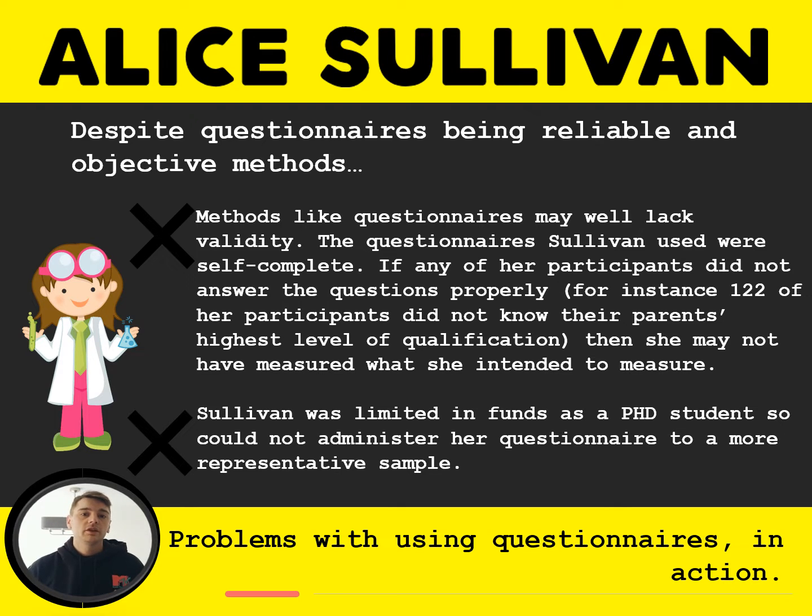The idea here was that she could look at a pattern and trend, but the research was not foolproof. There were 2 major issues. So one of them, these students did a self-complete questionnaire. Let's say, for example, they didn't know their parents' level of educational attainment. They might have lied, or they might have guessed, and therefore what she's measuring may not actually be the truth.